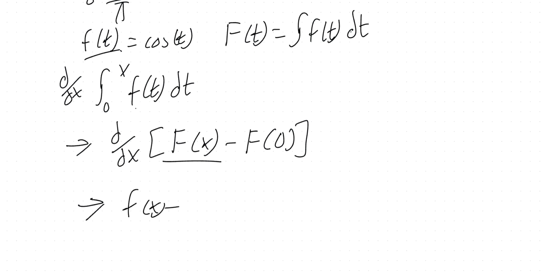Now, this is interesting. This is big F of 0. This is a number because we've put a number in the function. So it's not a function anymore, it's a number. And we all know the derivative of a number is just 0. So we're left with f of x minus 0, which we know the definition of f of x is just cosine. The right answer is just cosine of x.